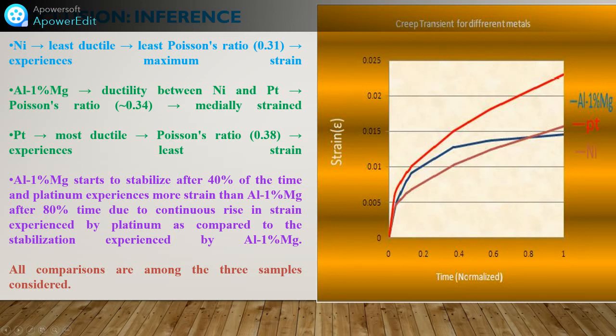Hence the final inference is that aluminum and 1% magnesium starts to stabilize after 40% of the time, and platinum experiences more strain than the alloy of aluminum 1% magnesium after 80% time, due to continuous rise in strain experienced by platinum as compared to the stabilization experienced by aluminum 1% magnesium. All comparisons are among the 3 samples considered.